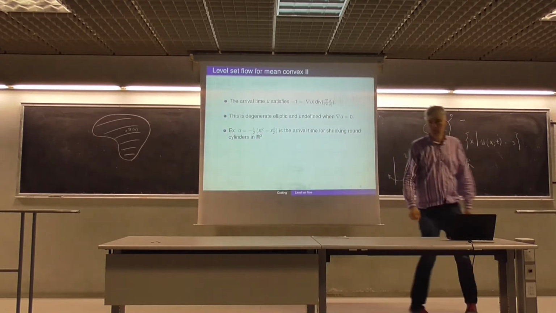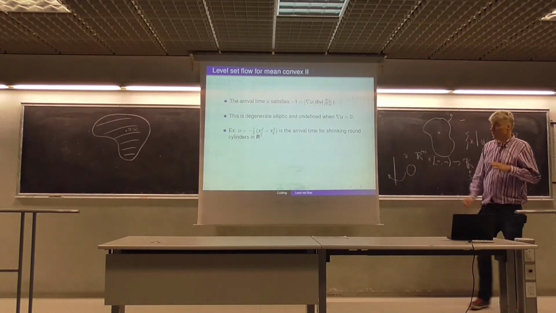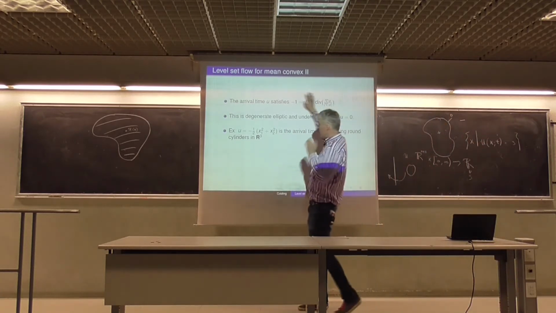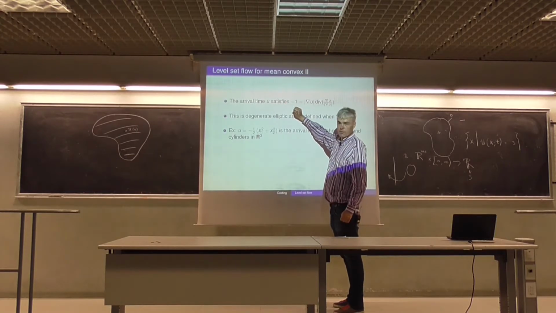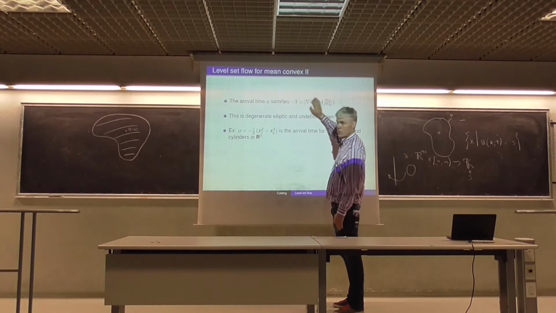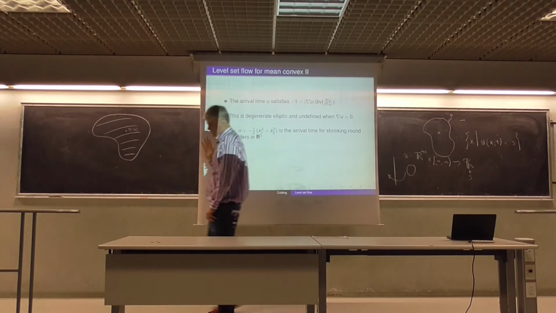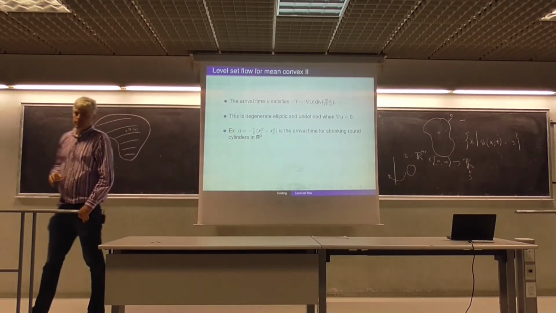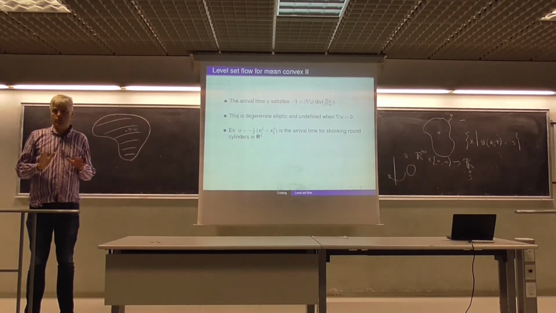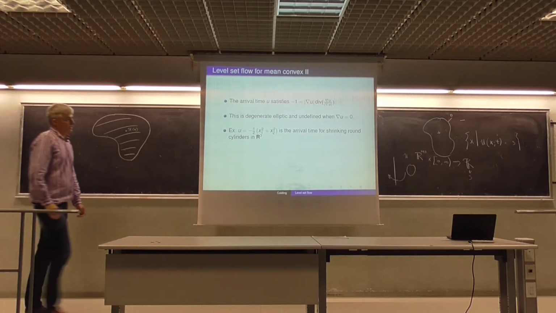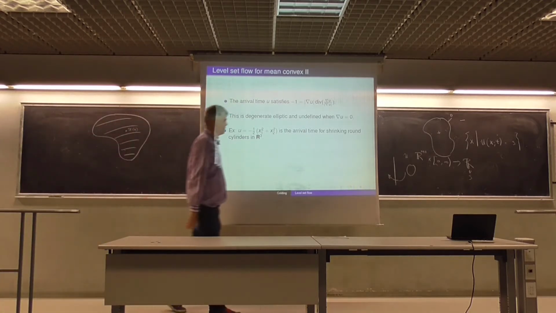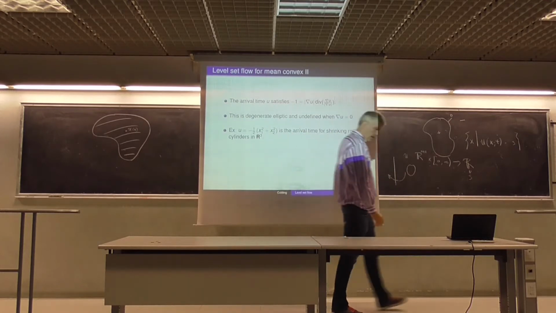So the flow is smooth except at one point in the interior? No. Here I'm just looking at, what I want to do is understand the regularity of this function. I'm not assuming any smoothness. I'm assuming that the initial hypersurface is smooth, but I'm not assuming that the flow is smooth. At any time, it may be singular all over the place.